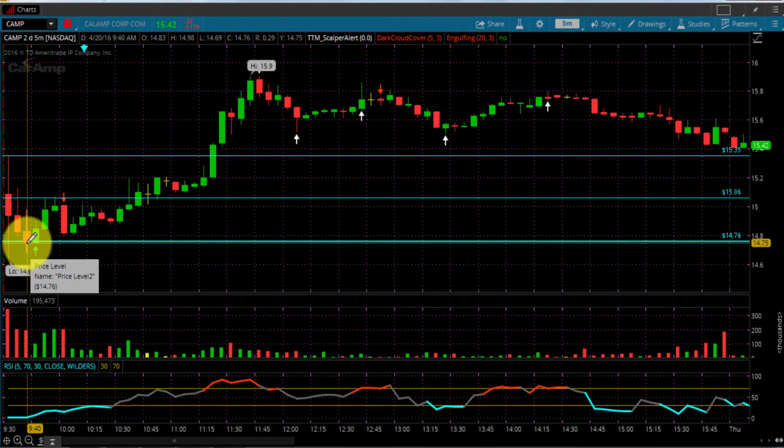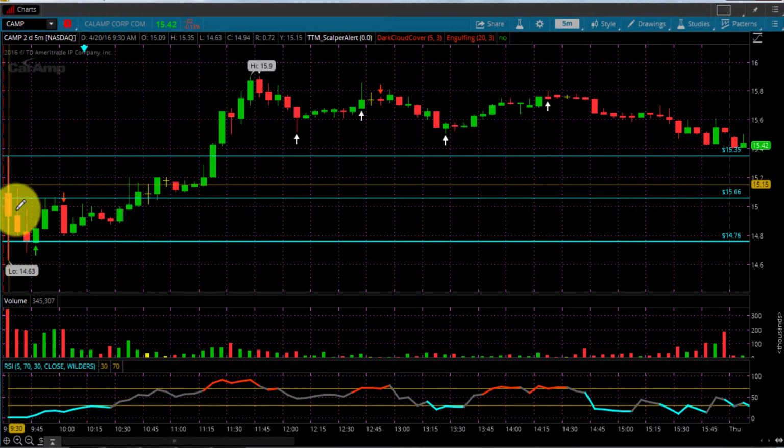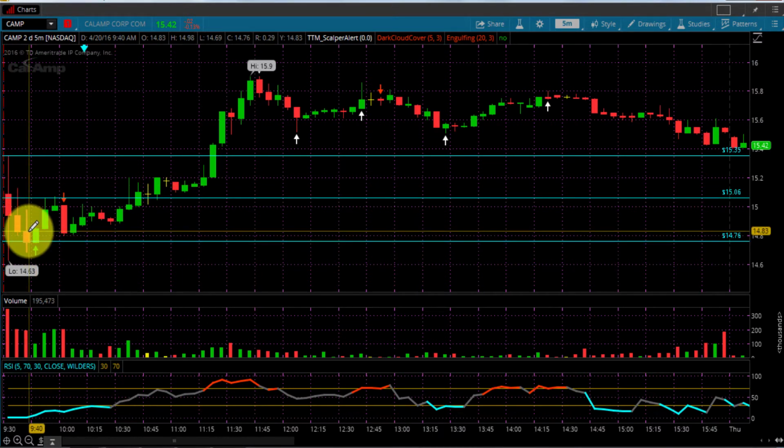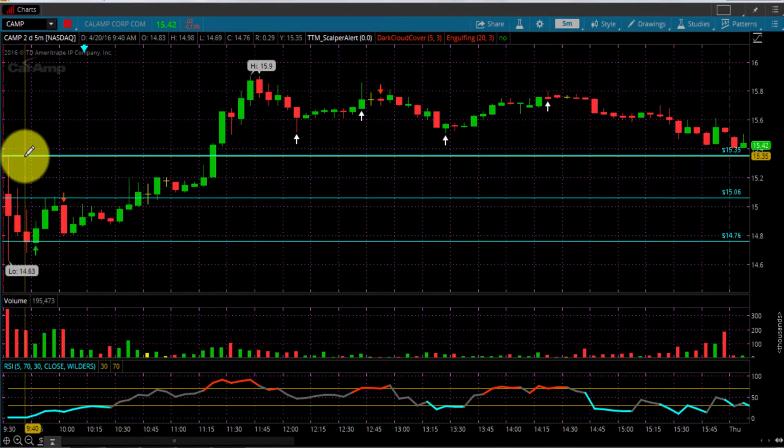So I shorted 320 shares of CAMP at 9:45 Eastern Standard Time at the price of 14.76. The entry criteria is first 3 candles should be red, and I enter on the 4th candle, which I did. It is always the open of the 4th candle. My stop loss is always the highest of the first candle, which was 15.36, making it 4%.